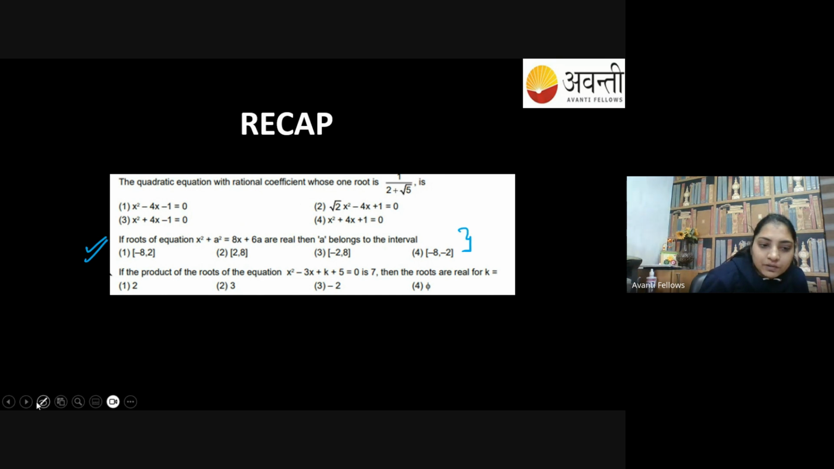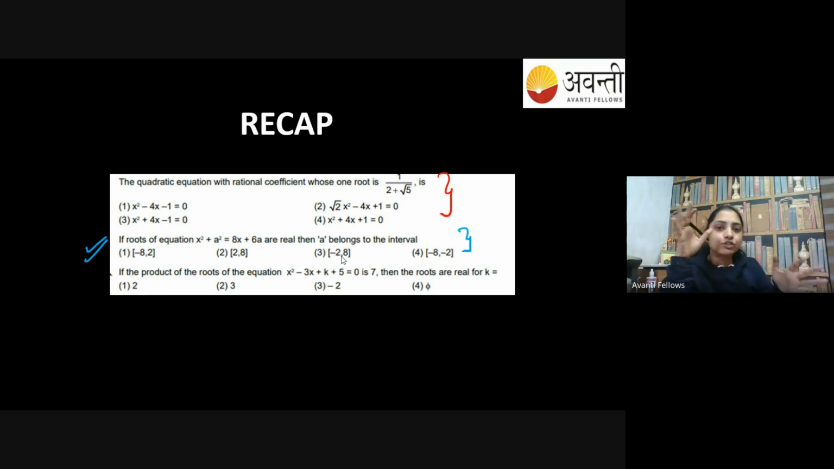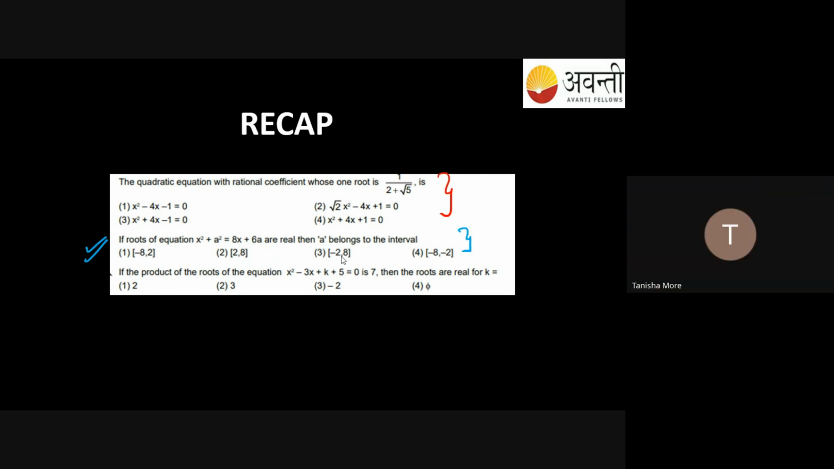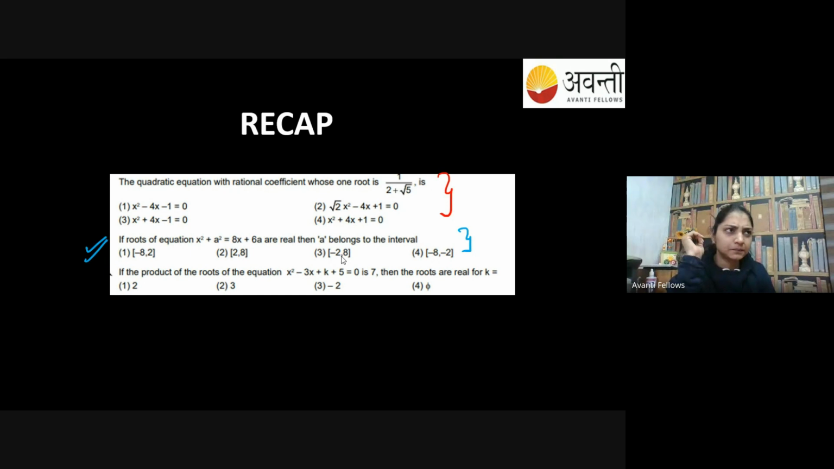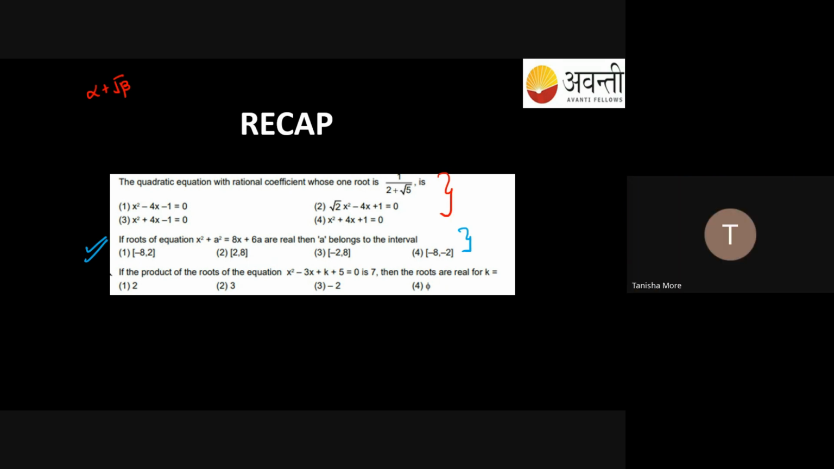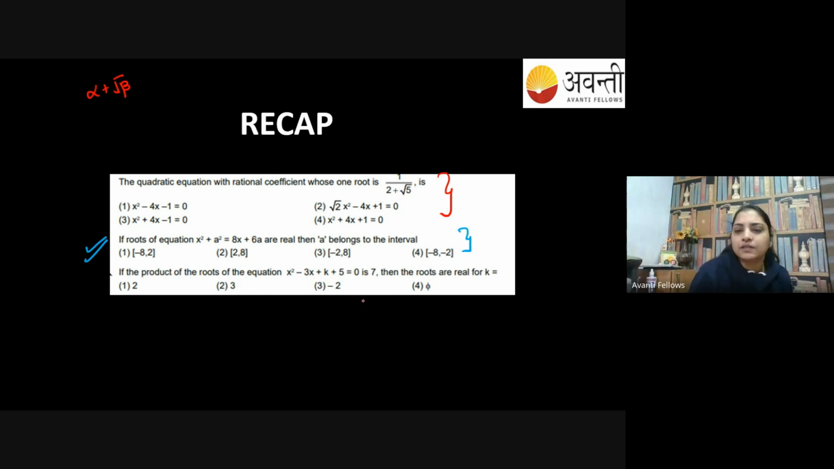Can anyone let me know the first question? Who knows the concept? We have done a shortcut for this. Remember, if one root is alpha plus root beta, then the second one must be, Dia, mute yourself. If one root is alpha plus root beta, then the second must be.